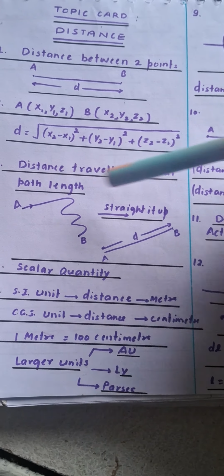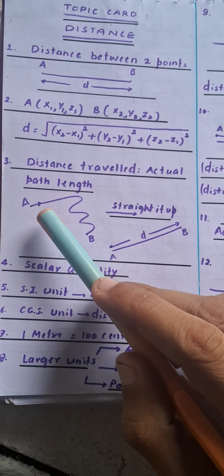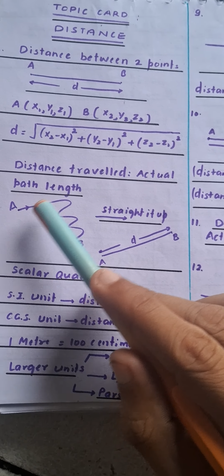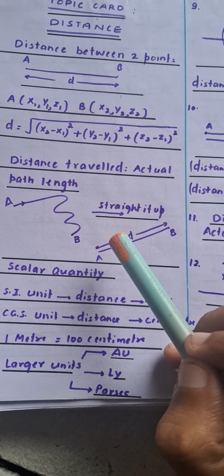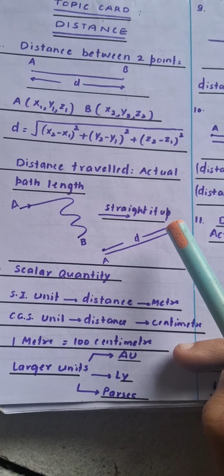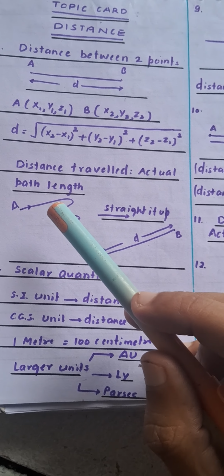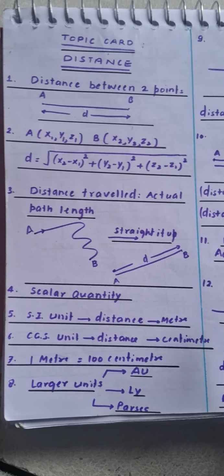Then third point is distance traveled is the actual path length. So suppose a particle moves on a curved path like this. You straighten this curved line, and after straightening up, suppose the distance is like d. So this is the actual path length or distance traveled by the particle while moving on this particular curve.